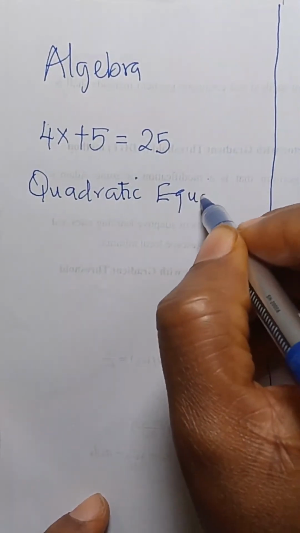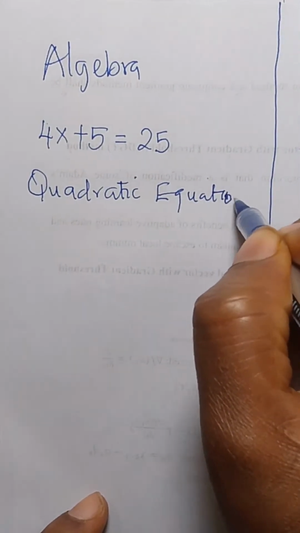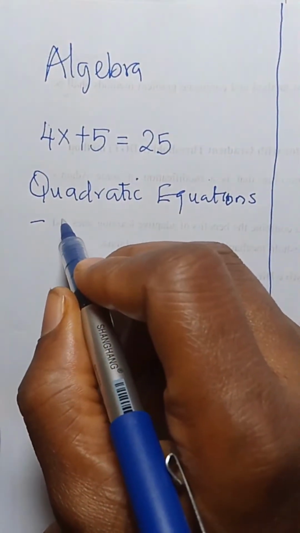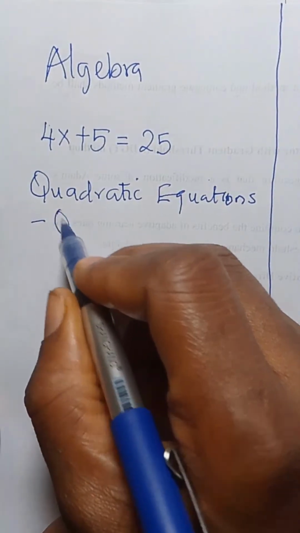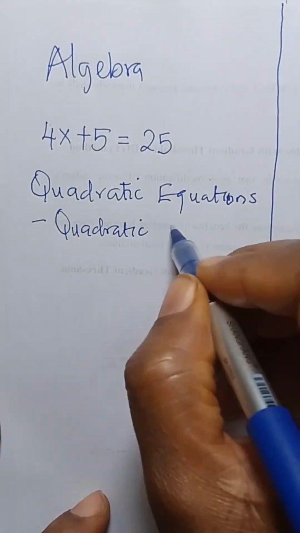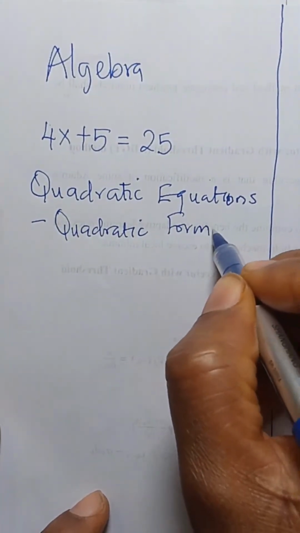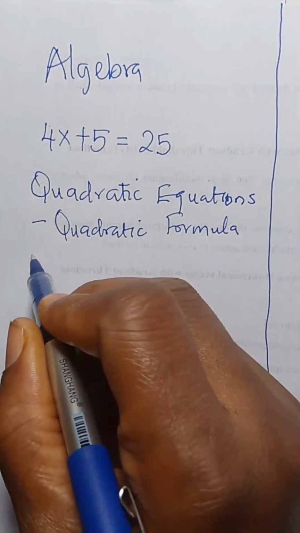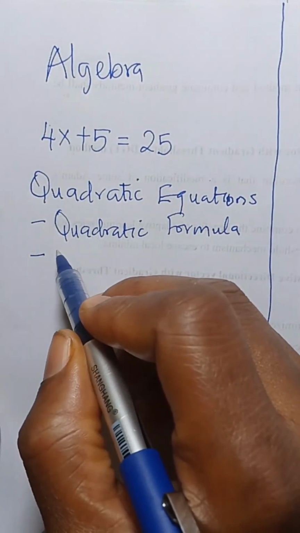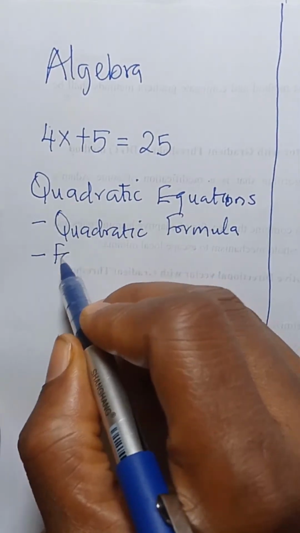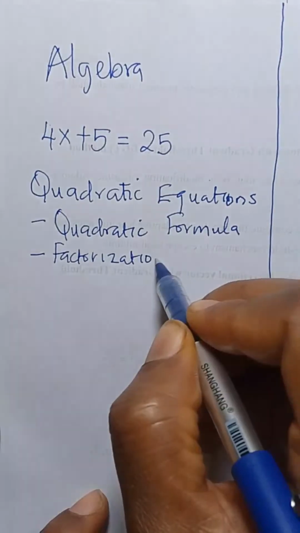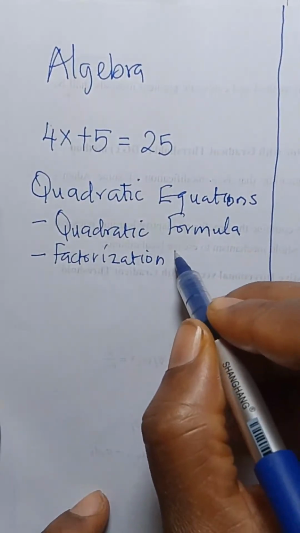Now, under quadratic equation, we are going to learn different methods of solving quadratic equations. We'll learn the quadratic formula, that is, solving quadratic equations using the quadratic formula. We also learn solving quadratic equations using the factorization method, or you can say by factoring.